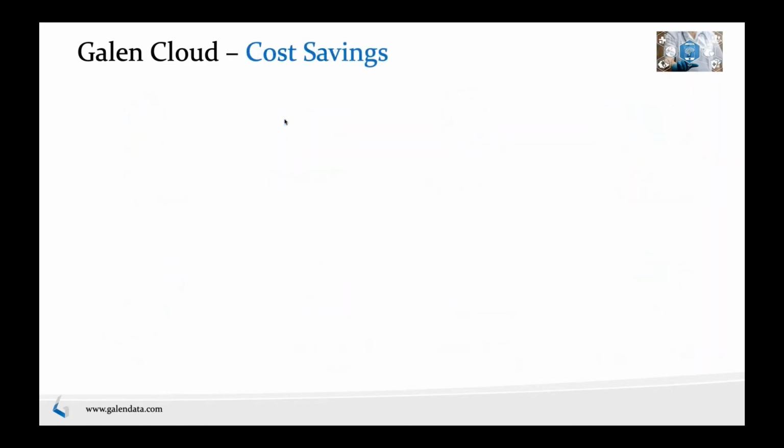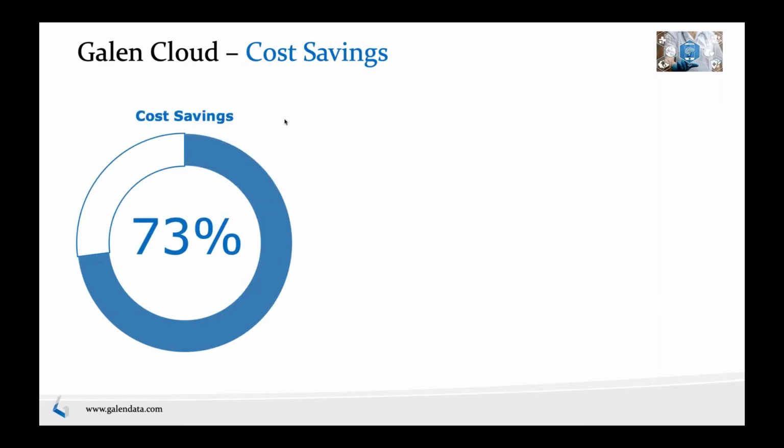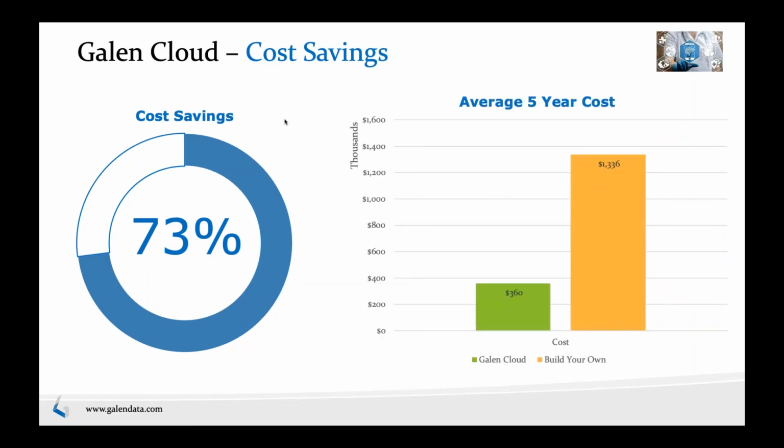Some of the ways we can help with savings is in terms of cost. In our analysis, over a 5-year period, you can save up to 73% in your total operating cost, both development and operating costs. So analysis on a mid-tier application, if you build your own, initial development plus 5 years of maintenance, will run you somewhere around $1.3, $1.4 million, versus something like us would be about $360,000. So that's a significant saving you can have.